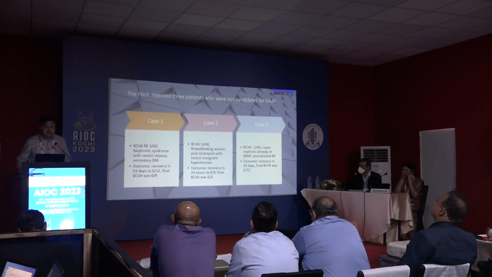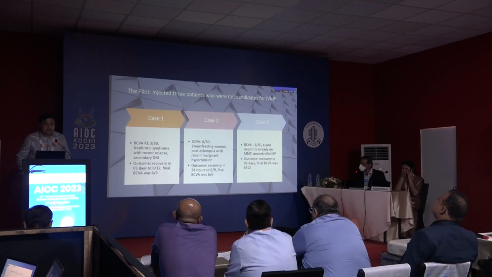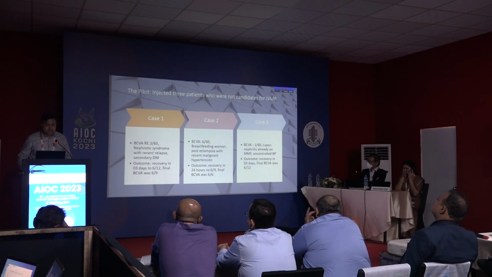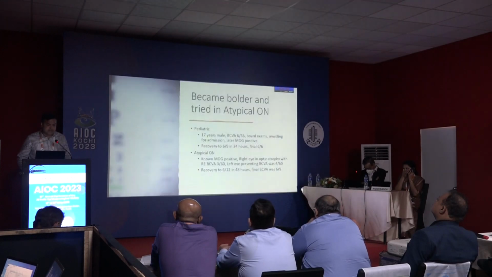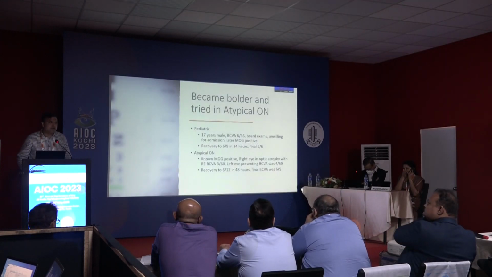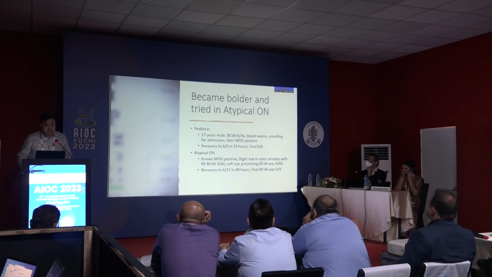And lastly, we had a lupus nephritis case. In this case, there was again 1/60 vision, which improved to 6/12 with this technique. We became bolder and tried it in our atypical optic neuritis patients. Till now, we have used it in 2 patients.